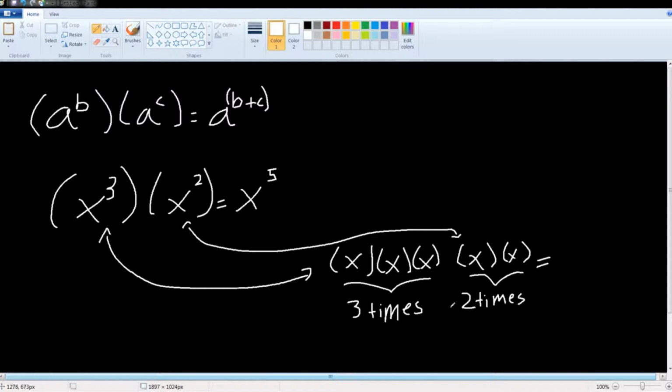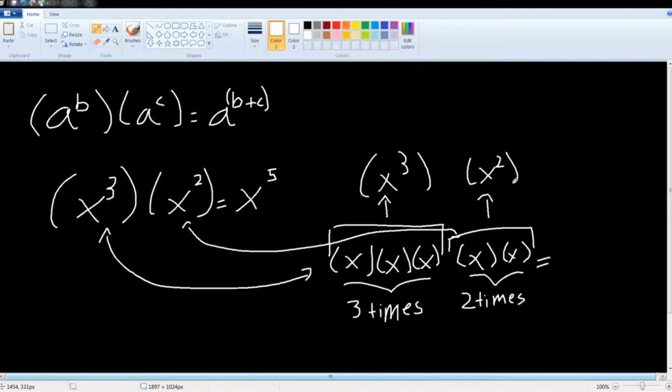Now, if we look at this, we can see that these are all being multiplied by each other, right? So this right here is actually x cubed. This right here is actually x squared. And if we multiply them together, that's the same thing as saying x times x times x times x times x. How many x's are there? There's 5 x's. So what's our answer? If there are 5 x's all multiplying by each other, we get x to the 5th.